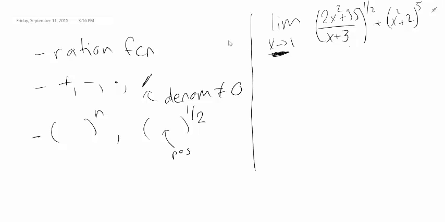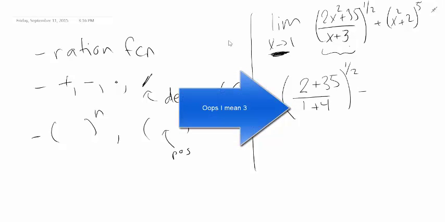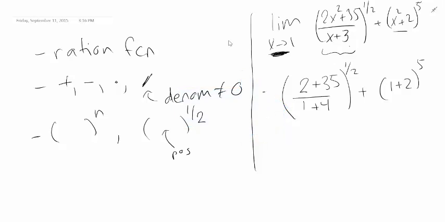I can just plug in. I can say, well, the limit of this is 2 times 1 squared plus 35 divided by 1 plus 4, and now I take that limit and raise it to the 1 half, and the limit inside here is just 1 squared plus 2, and I raise that to the 5th, and I get whatever this is, 37 fifths square root plus 3 to the power 5.